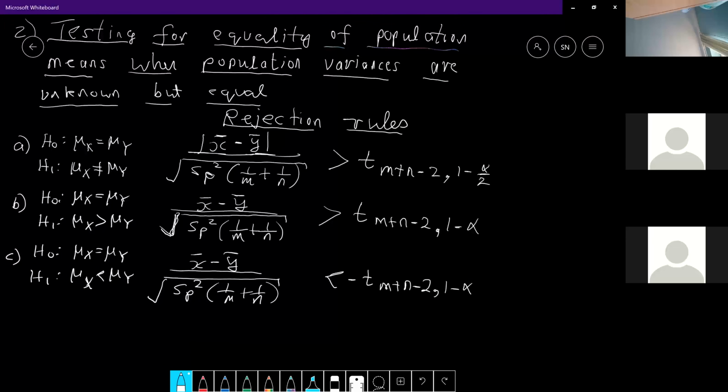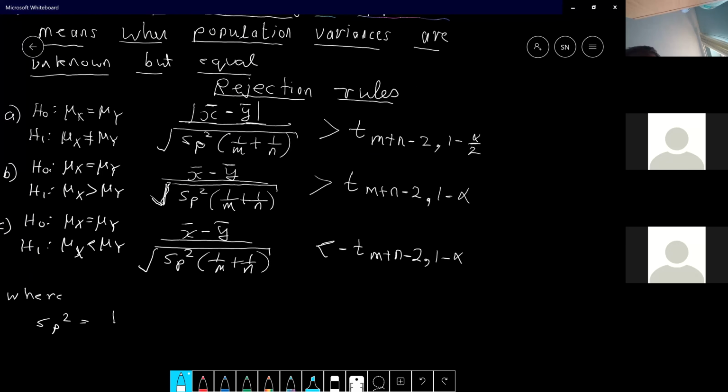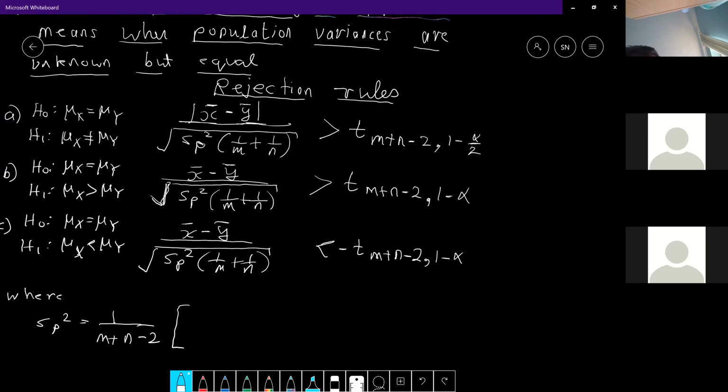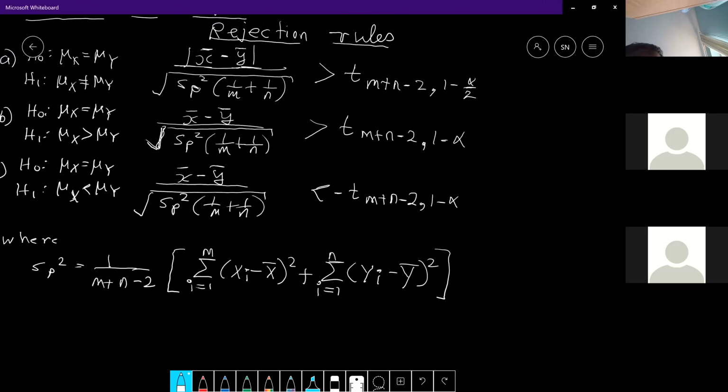Now the SP squared is known as the full sample variance, and it's defined as follows. I think I might have mentioned this before in the class. I can't remember, but anyway, I will write it down. It is defined as 1 divided by m plus n minus 2 times... This is the definition of SP squared, and it is known as the pooled sample variance.